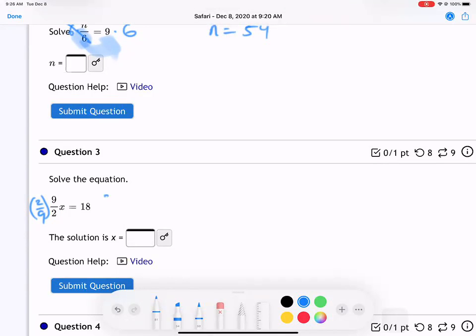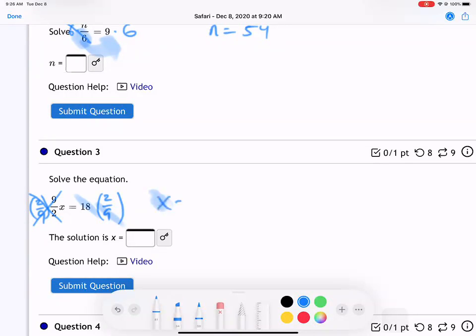When I multiply by 2 over 9 to both sides, the 9's divide out and the 2's divide out. On the right side, we can multiply 18 times 2, but let's save ourselves some time because I can divide 18 and 9. What's 18 divided by 9? Or another way of thinking about it, how many times does 9 go into 18? That's twice.